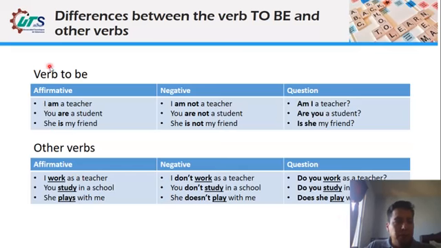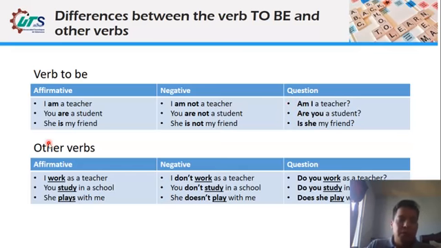For example, for the verb to be, we have the affirmative mode. I am a teacher. You are a student. She is my friend. You remember the verb to be: am, are, is are used for different subjects. Okay. In the negative form, you need to add the word not. I am not a teacher. You are not a student. And she is not my friend. In a question, we start the question with the verb to be. Am I a teacher? Are you a student? Is she my friend? Am, are, is, starting with the verb to be.